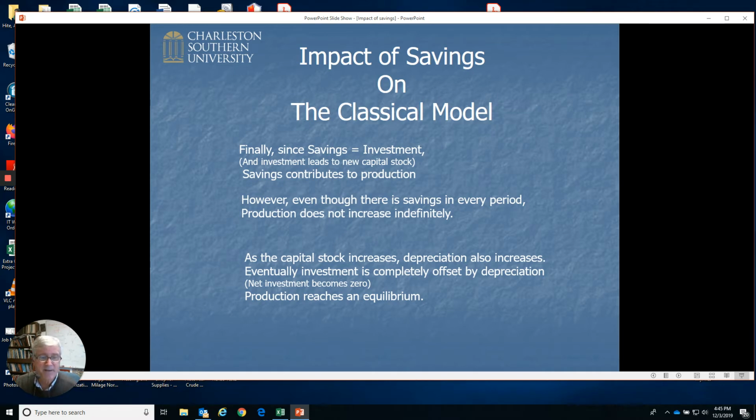So if you have 10 units of capital and one depreciates every year, then you've got to replace one every year. If you have 1,000 units of capital, then 100 of them are going to depreciate every year, and you've got to replace 100 of them every year. So as the capital stock gets bigger and bigger, the burden of depreciation increases. And eventually, it's completely offset. That is, eventually, net investment becomes zero. That is, the amount of investment that's coming from savings goes completely to replace machines that have depreciated.